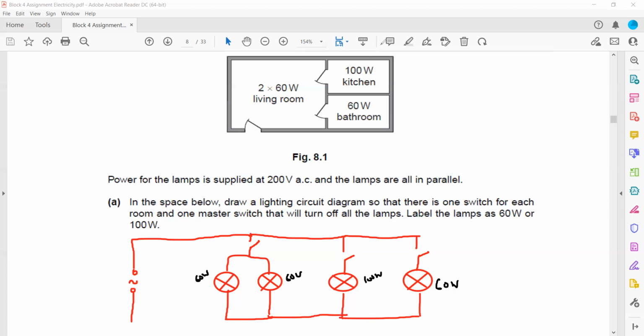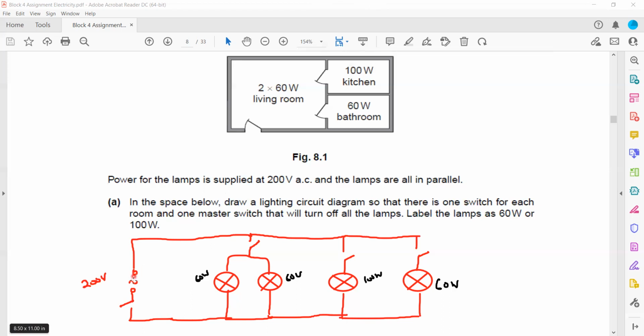And there is one master switch. Master switch means the switch which can turn on and off all the lamps. So the master switch is always next to the supply. So this is how the circuit should appear: a 200 volt AC supply is there.